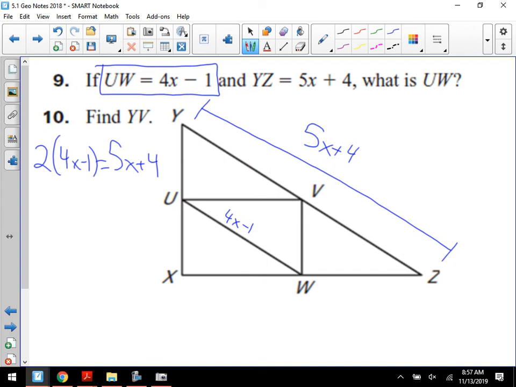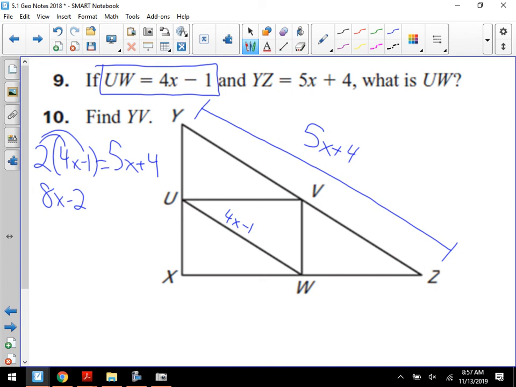I will tell you one thing, a spot that you guys tend to mess up. When you distribute, you forget to distribute to the second term. So please take a second and draw your arrows as you're doing it so you don't make that silly mistake. You wind up with 8x minus 2. Because there's 4x minus 1. Oh, I put a plus for some reason.